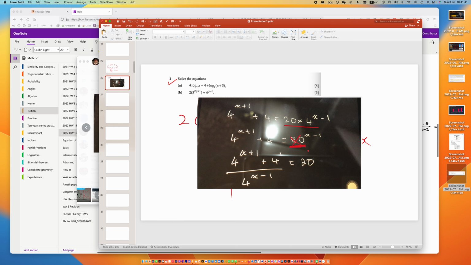Okay, good. So yes, you have to get things right. When you have the power and we have the times, you do the power first. Never do the times first. So the priority of the operations, you need to know.